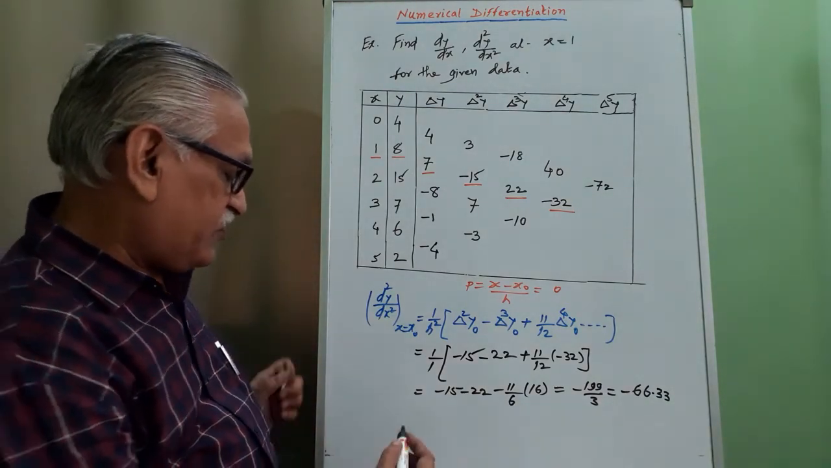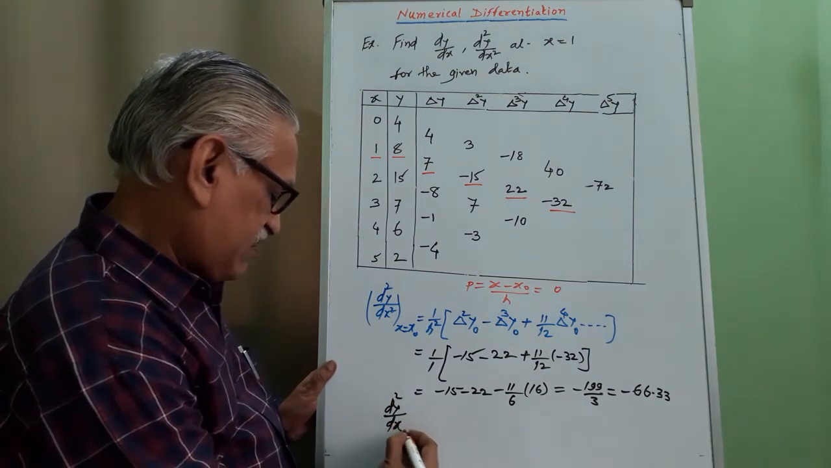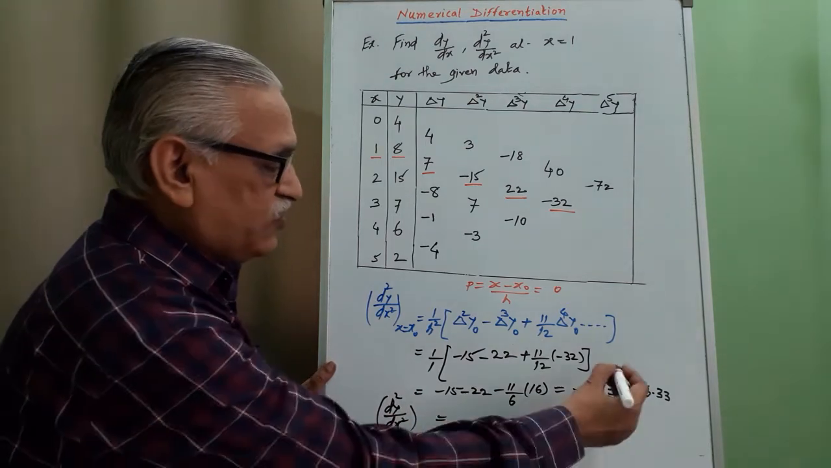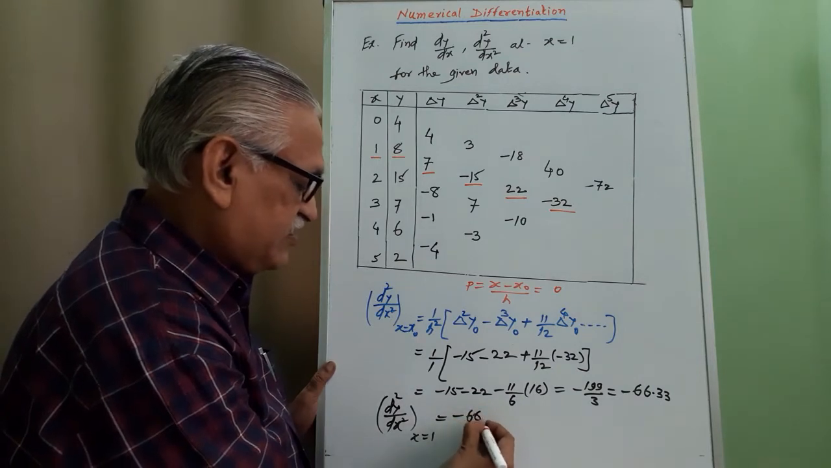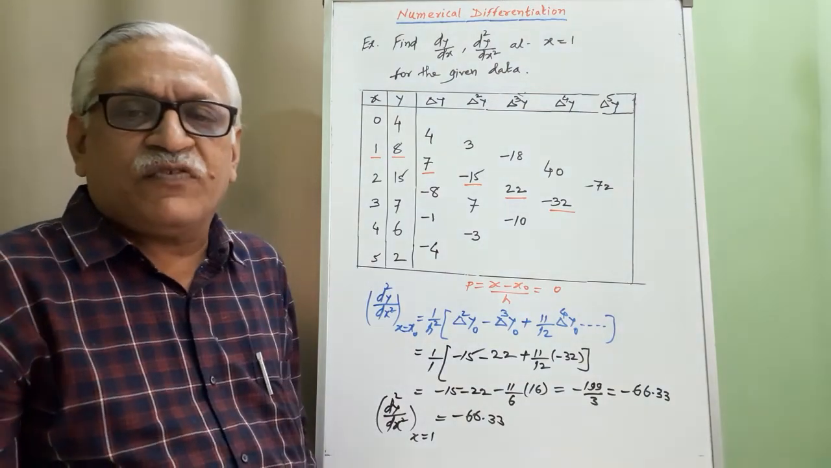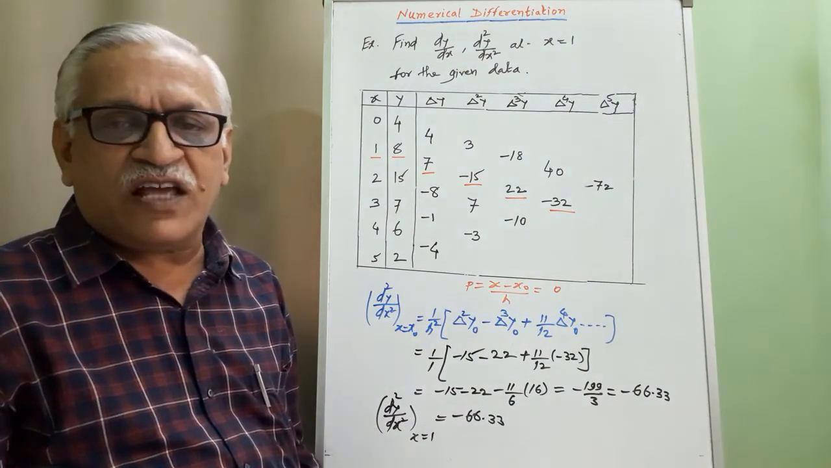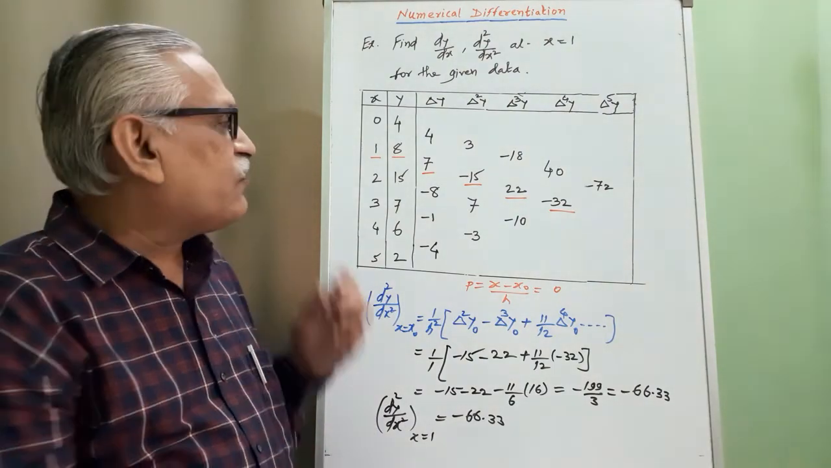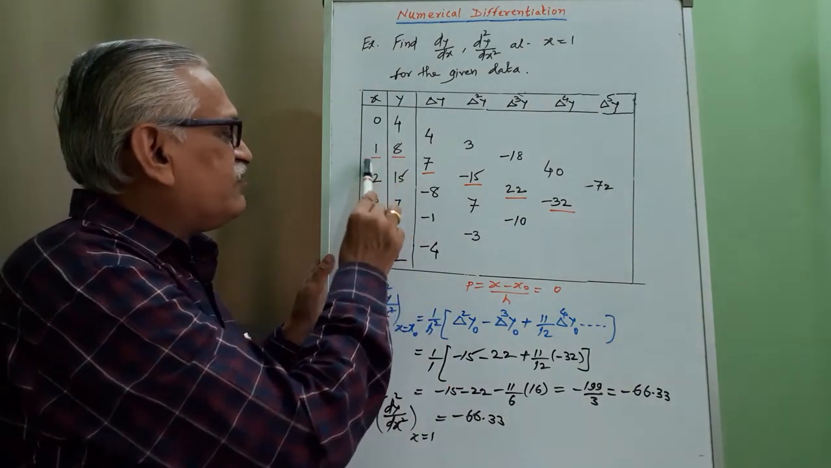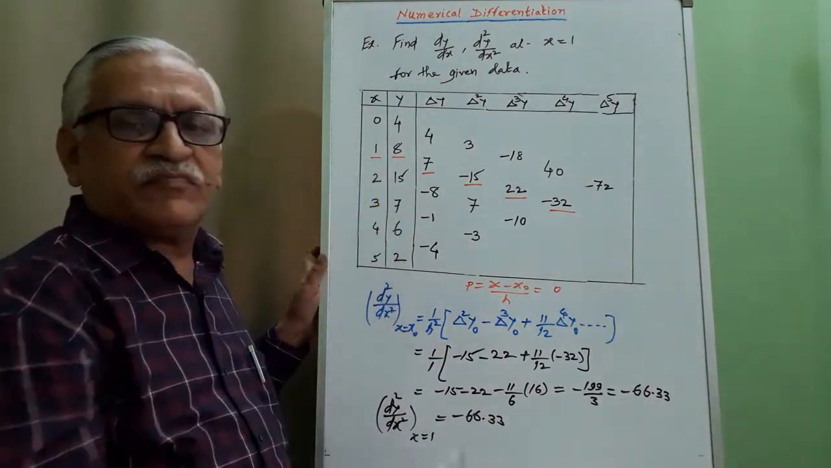Therefore this is the value of d2y by dx square at x equal to 1. That value is minus 66.33 as the required answer. Therefore, with the help of this example, I have explained how we can find the first order as well as second order derivative when that point is at the top of the table and is a tabulated point itself, not in between two values.